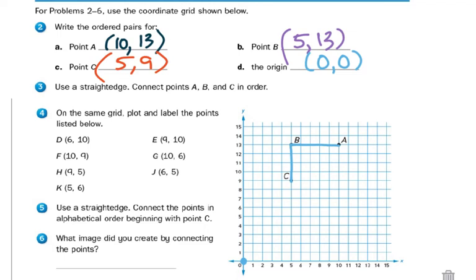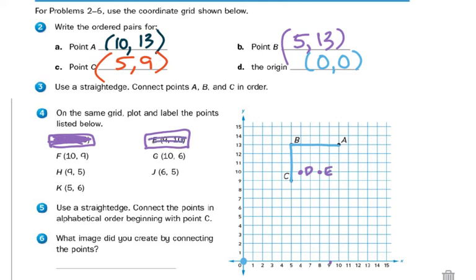On the same grid, plot and label the points listed below. So let's start with D. Over 6, up 10. Now this is important not to have any lines. So go over to 6 and then up to 10. And you put the letter D. I'm going to cross it off when I'm done just so that I know I have it. Next, E, over 9, up 10. So we go over to 9 and up to 10. Letter E.